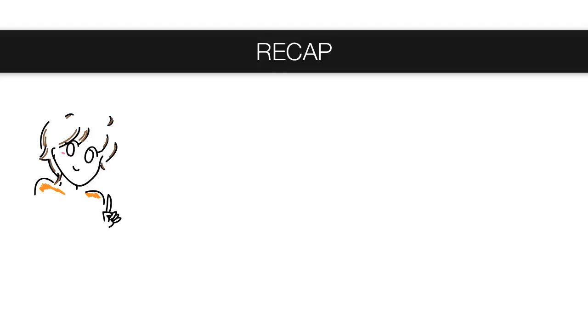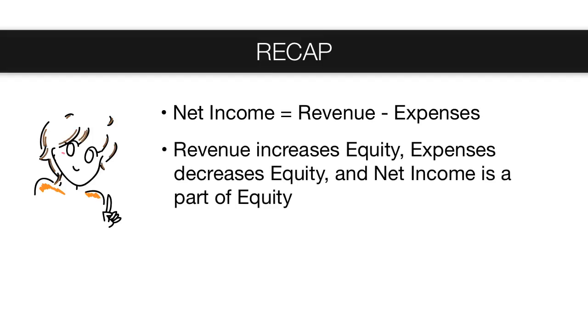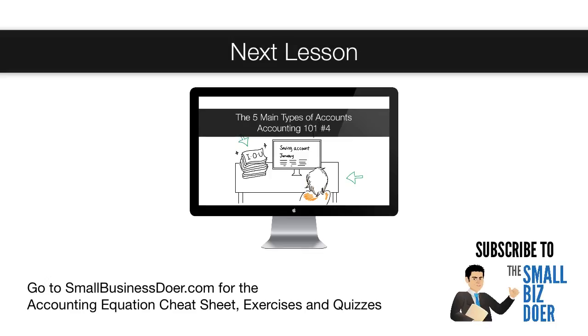Here's a recap of the keywords and concepts we just learned. We learned net income, and that net income equals revenues minus expenses. We also learned that revenue increases equity, whereas expenses decreases equity. And net income is a part of equity. In the next lesson, we'll go over the 5 main types of accounts in accounting.